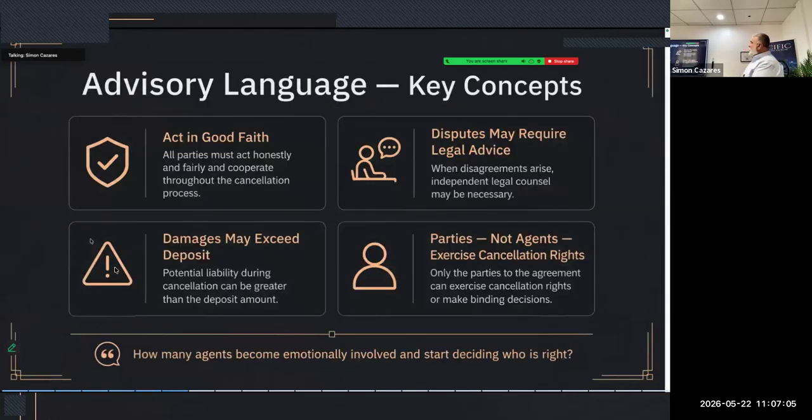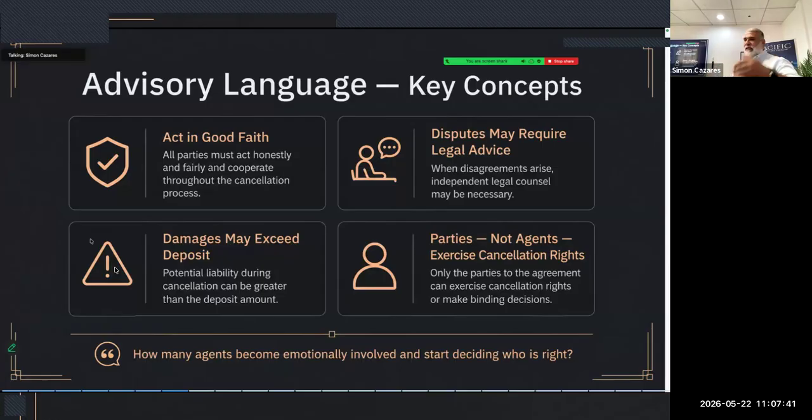All right, so advisory language and key concepts, right? Act in good faith, right? All parties must act honestly, fairly, cooperate throughout the cancellation process. Sometimes emotion comes in, and sometimes there's no rational reason. Sometimes you gotta let them vent, right? Let them just spill everything and then angle yourself because, like Steve was saying earlier, right? We are problem solvers. We're engineers.